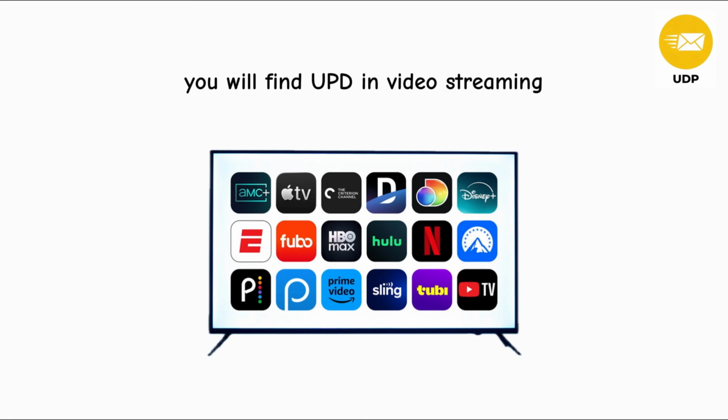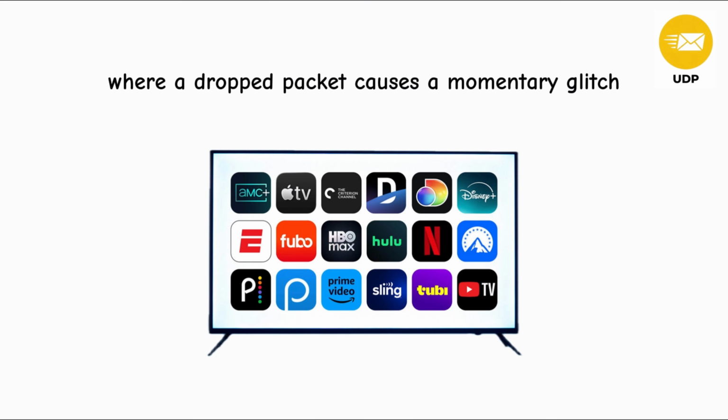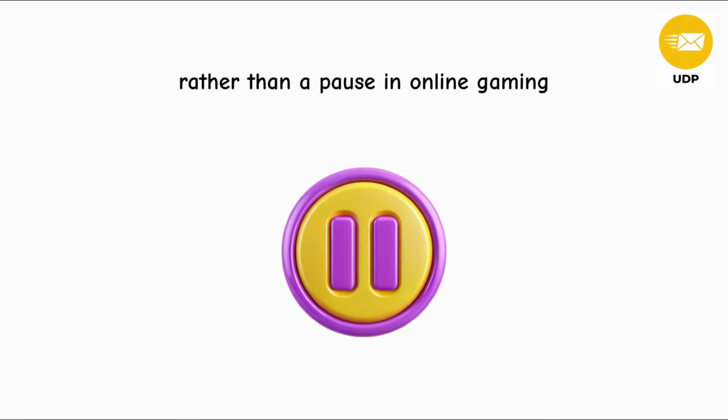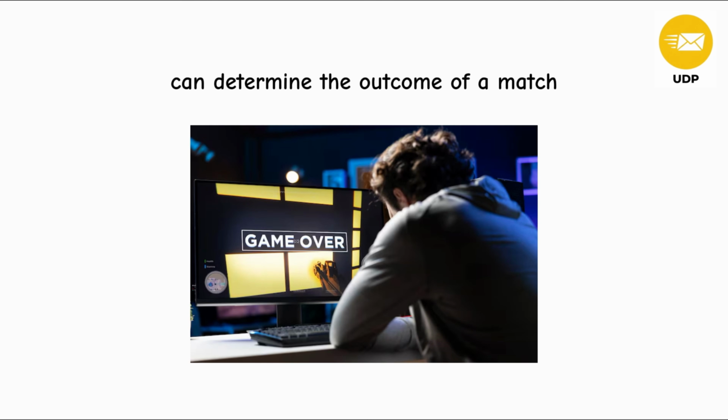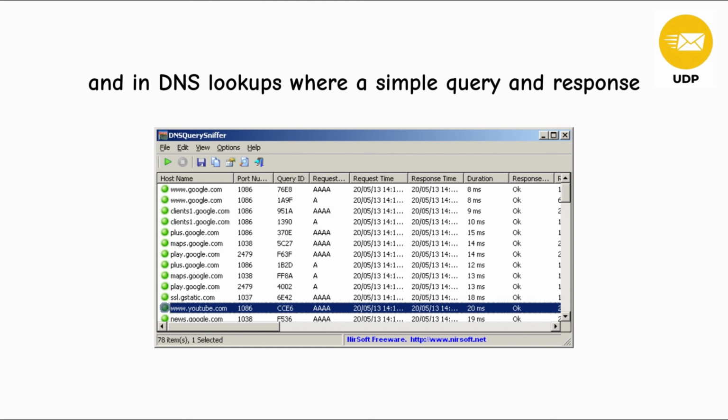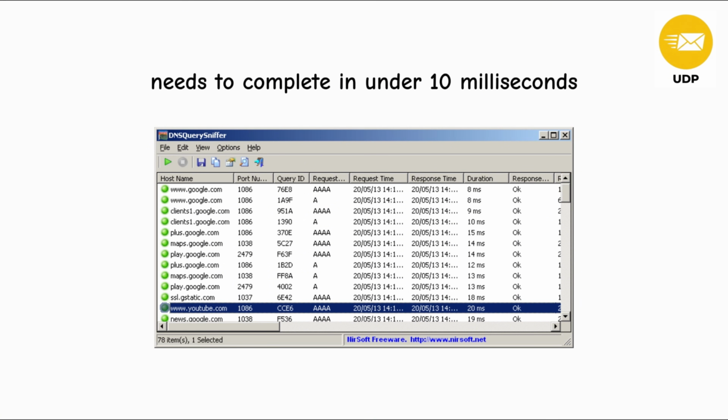You will find UDP in video streaming where a dropped packet causes a momentary glitch rather than a pause, in online gaming where a single millisecond of extra latency can determine the outcome of a match, in live voice calls where a split second of static is better than a half-second freeze, and in DNS lookups where a simple query and response needs to complete in under 10 milliseconds.